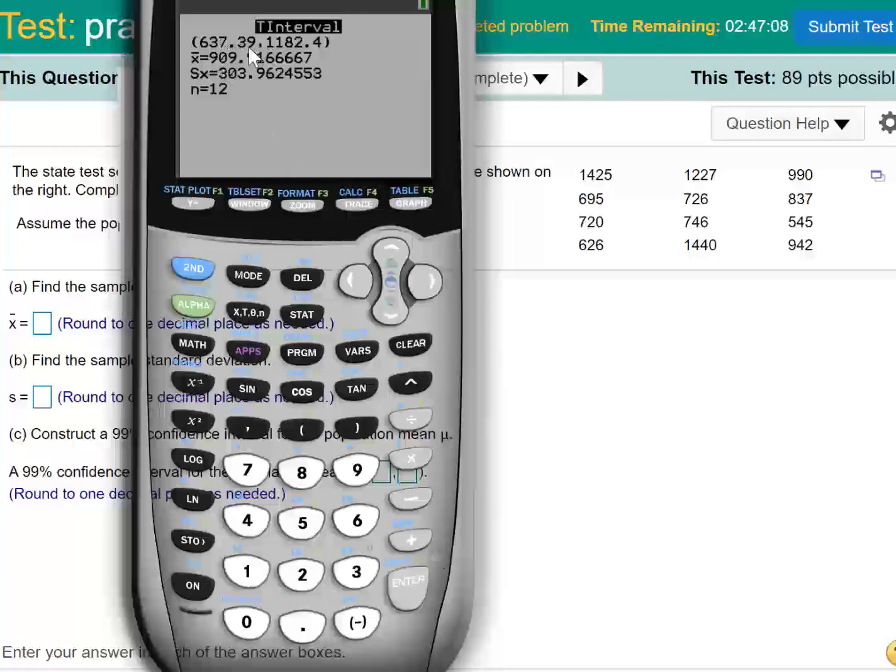And you guys, you could have done the interval and you will get X bar and S as well. So this is the interval, 637.39 to 1182.4. That's X bar, the sample mean, and that's S.